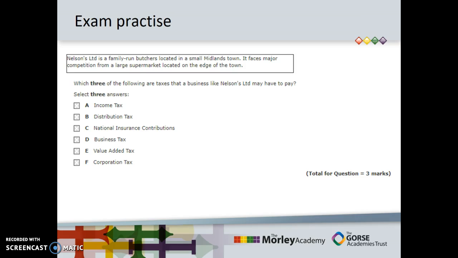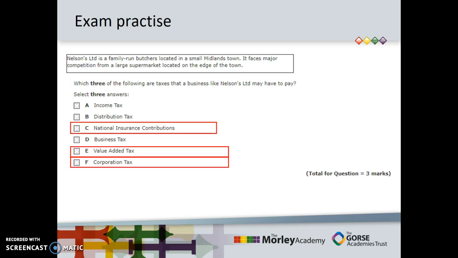The key thing to look at here was Nelson's Limited. As soon as you saw that, you should have gone, right, corporation tax. So one of our answers straight away is corporation tax, ruling out income tax, value added and national insurance contributions. The one that quite often doesn't get picked is national insurance contributions because it doesn't say tax at the end of it. But business tax and distribution tax do not exist.